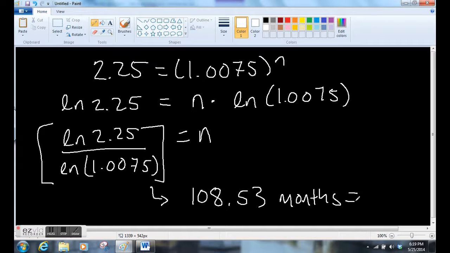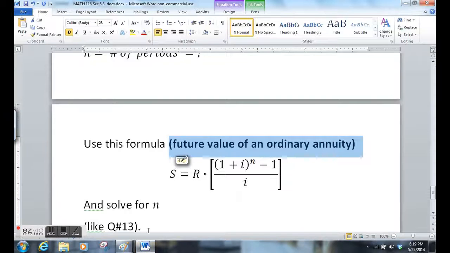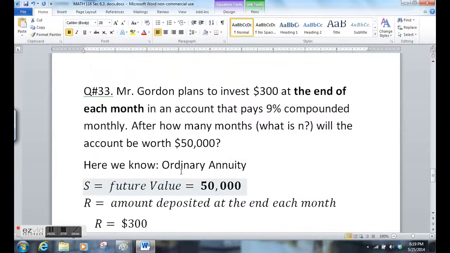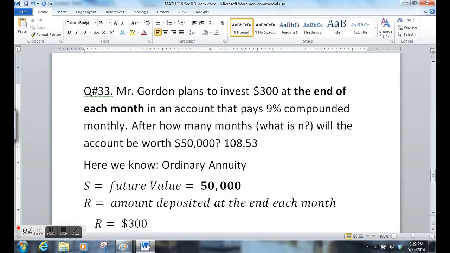That equals n. Good job, Mr. Gordon. Mr. G's money. So going back to the question. Mr. Gordon plans to invest blah blah blah. After how many months will it be worth $50,000? After 108.53 months. That's all. He hardly has to wait any time at all.